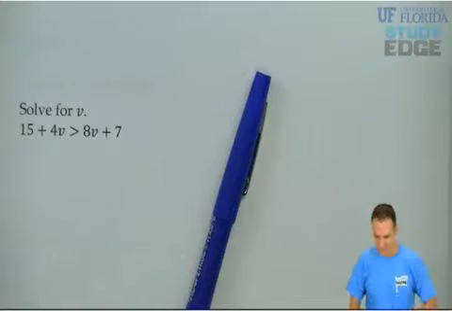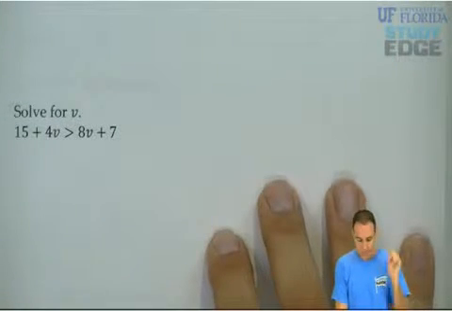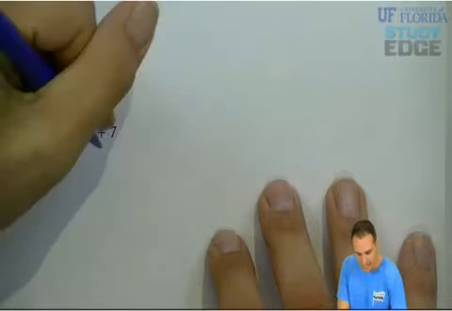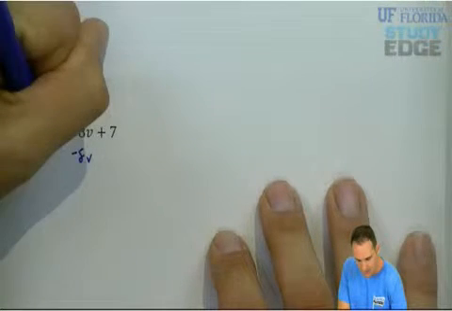So with that in mind, here we go. Nothing to distribute, nothing to combine, so I'm going to get my variables to one side by subtracting 8b on both sides.